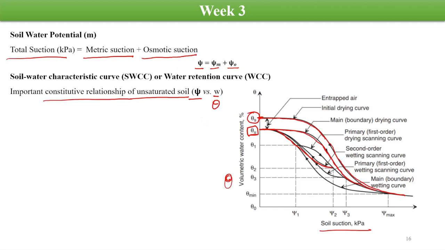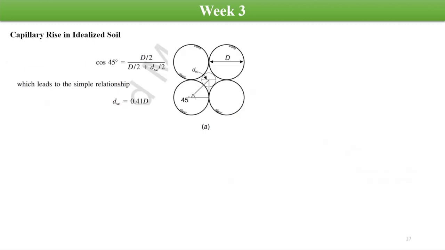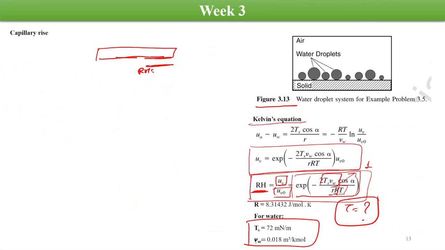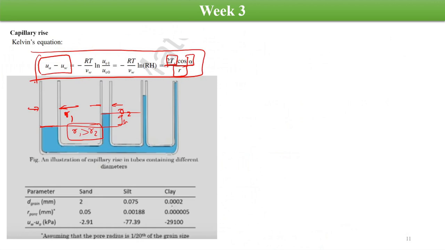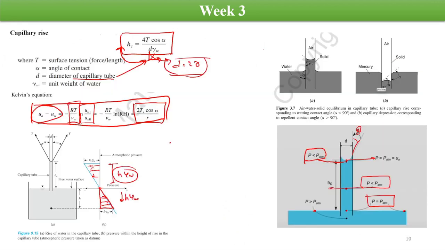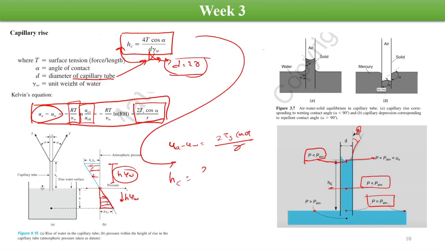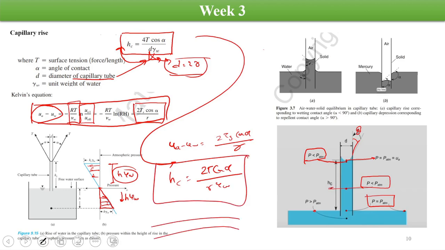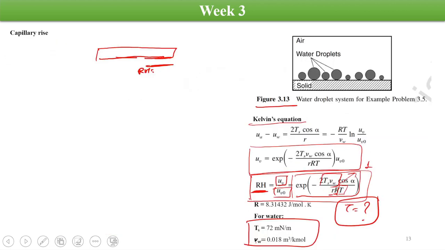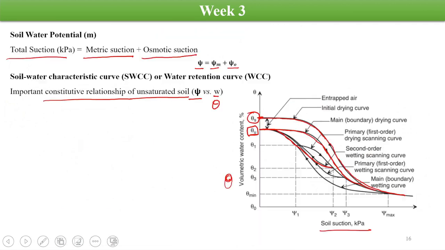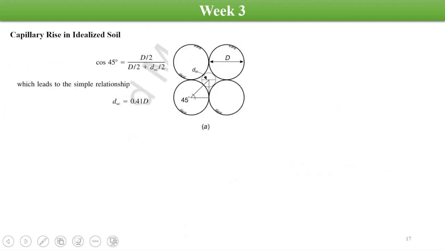The second concept which we are going to study is the capillary rise in the idealized soil. We have studied the formulas for capillary rise. ua minus uw is the matric suction, that's 2 Ts cos alpha upon R. If we calculate from here, the capillary rise is going to be 2 Ts cos alpha upon R gamma w, right? So we can use the same concept of capillary rise for the soil matrix also.